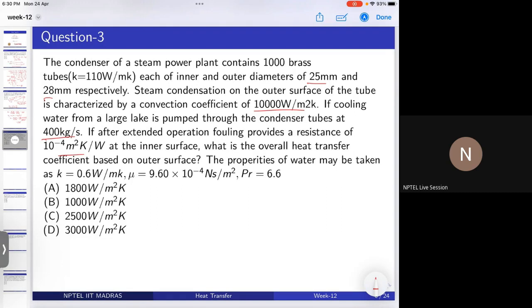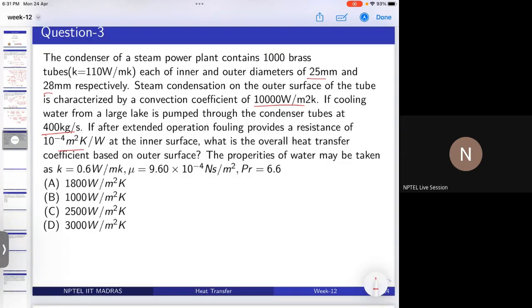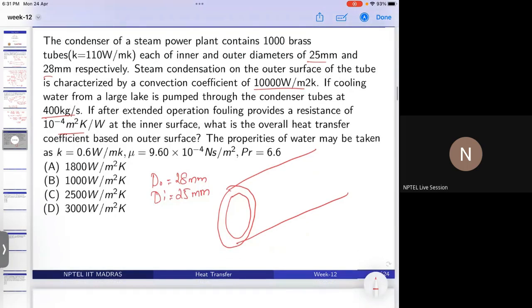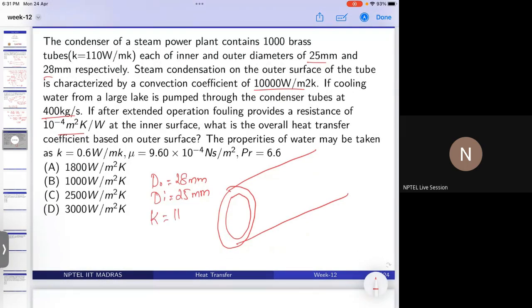Okay, so here we have a tube. I'm just taking a single tube out of 1,000 tubes. It's a brass tube, and the outer diameter is given as 28 mm, the inner diameter is 25 mm, and the thermal conductivity is given.